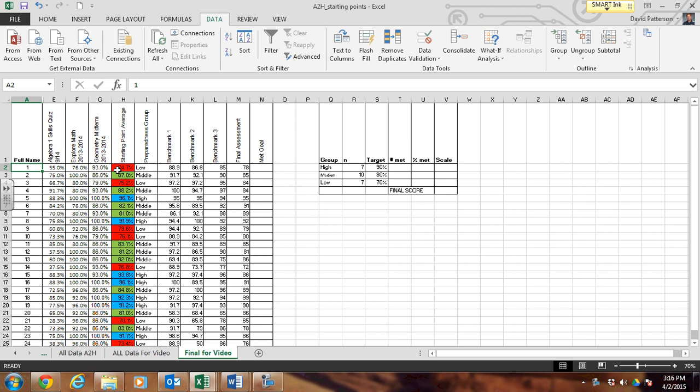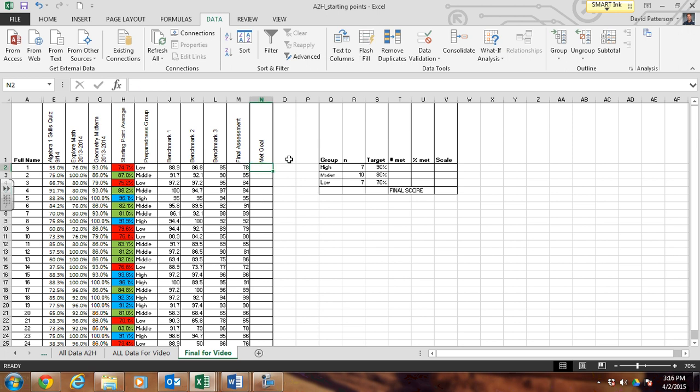So in my last video, I had everything set up where I had my starting points and got to my starting point average. Again, this is how I did it. And then I was easily able to put them into a low, middle, and high group based on their starting points, as we color-coded. Since then, I've put in my three benchmarks and my final assessment as well. And now I'm at the point where I need to check to see if they've met their goal or not.